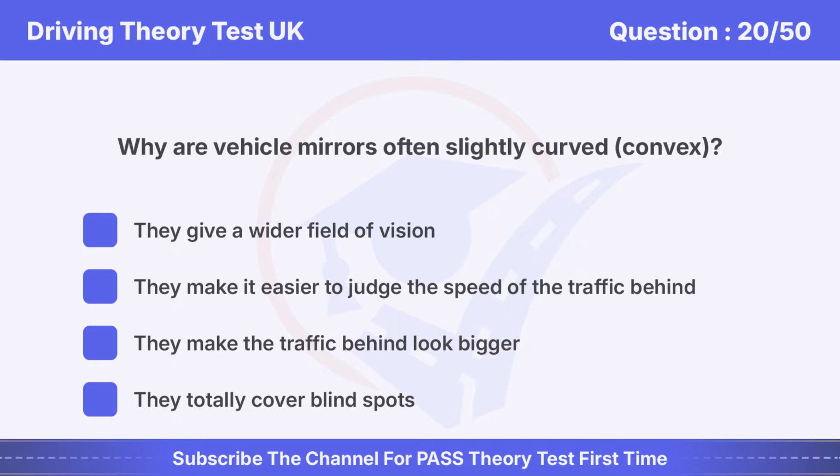Question 20. Why are vehicle mirrors often slightly curved, convex? Option A. They give a wider field of vision. B. They make it easier to judge the speed of the traffic behind. C. They make the traffic behind look bigger. D. They totally cover blind spots.